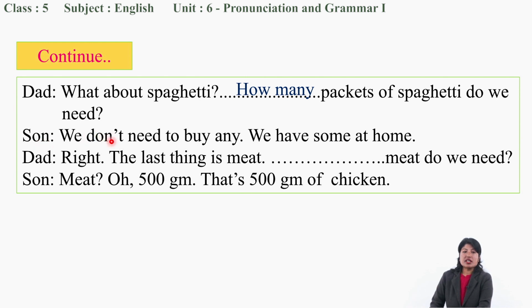Then son, we don't need to buy any. We have some at home. Dad, right. The last thing is meat. Meat, what do we say? How many or how much? Yes, it is how much. How much meat do we need? Okay, we have done with this exercise as well. Let's move to the next.